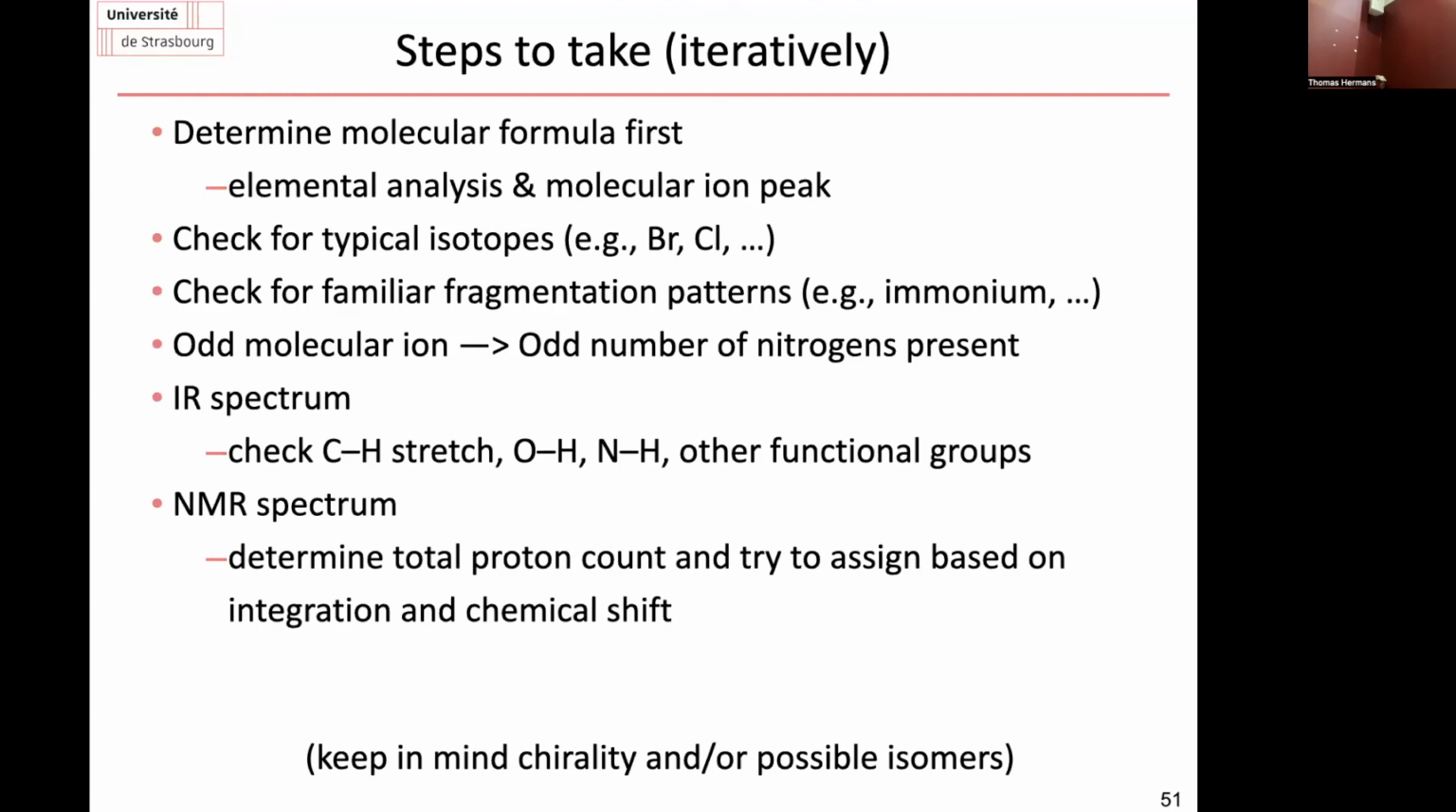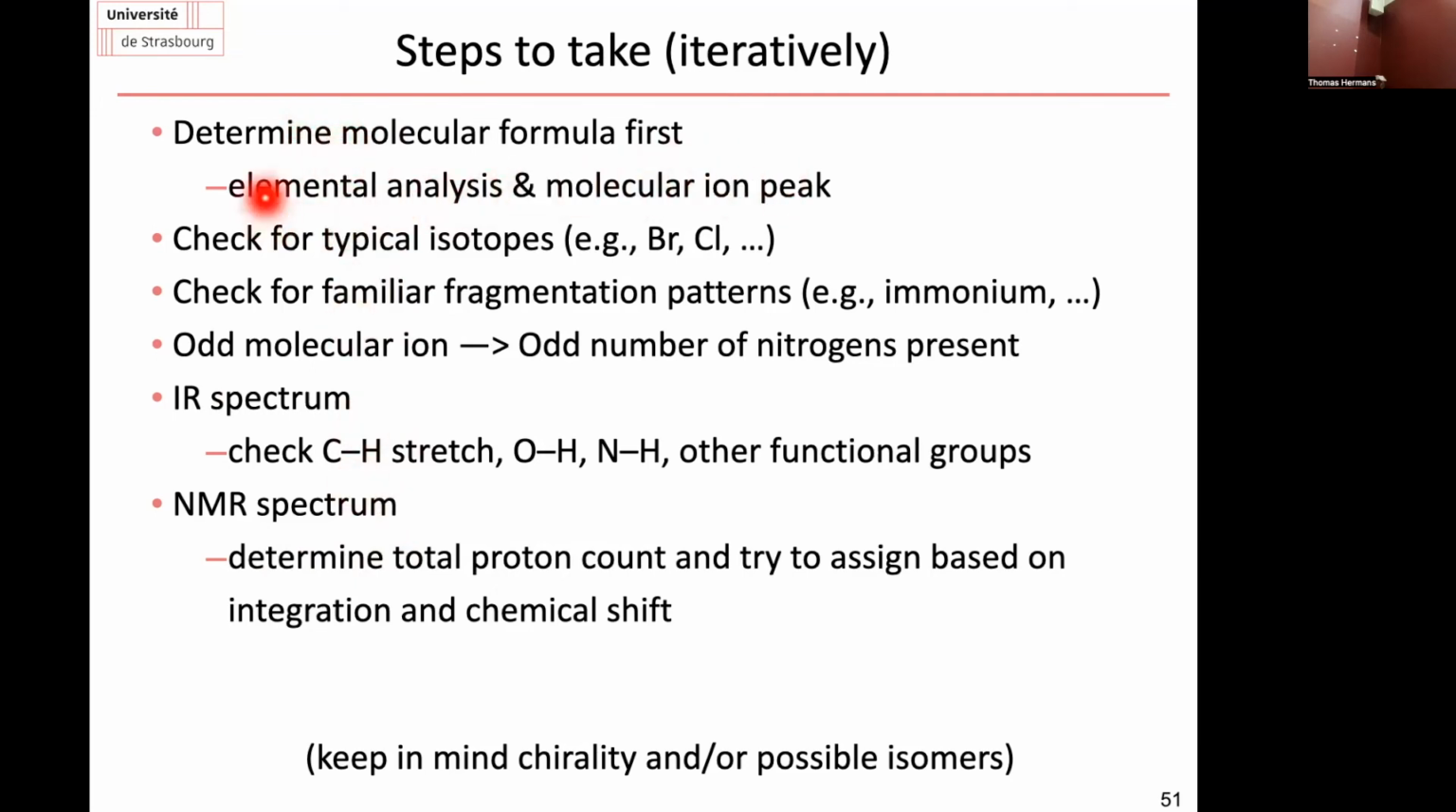What are the steps you need to do to determine your molecule? You should not necessarily do things exactly in this order. I wrote iteratively, so depending on the information you have, you will start at different points. Maybe you first see something very characteristic in the NMR, so that already gives you information, then you go back. But typically you will try to go more or less in this order.